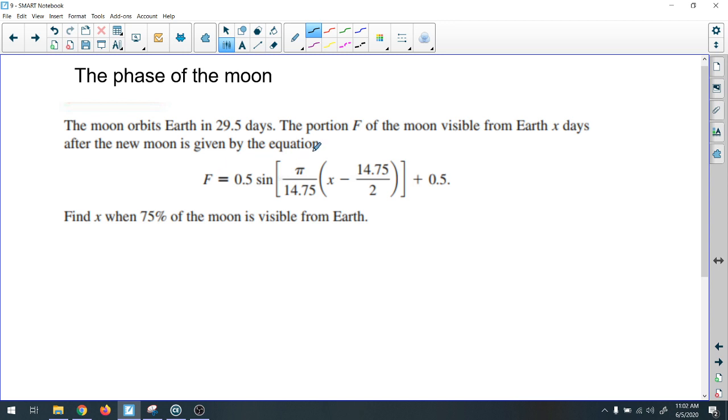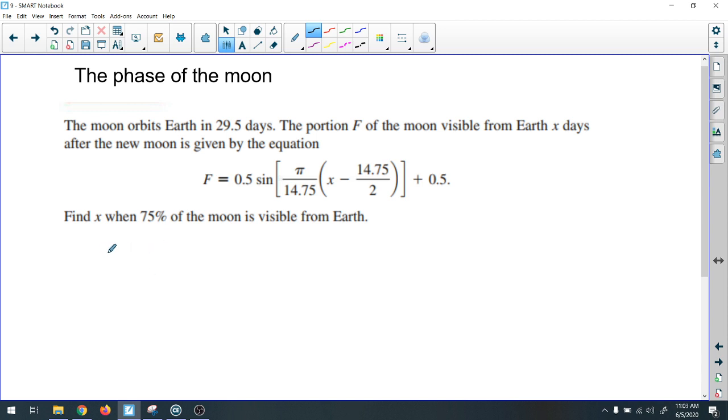The portion F of the moon visible from Earth X days after the new moon is given by the equation F, which is the portion of the moon, equals 0.5 sine of pi over 14.75 times x minus 14.75 divided by 2, plus 0.5. Find x when 75% of the moon is visible from Earth. That means that F equals 75%, which is 0.75.